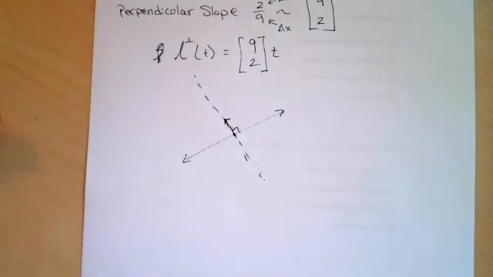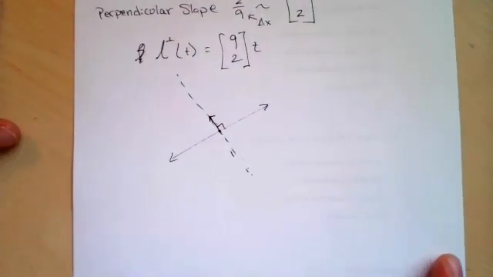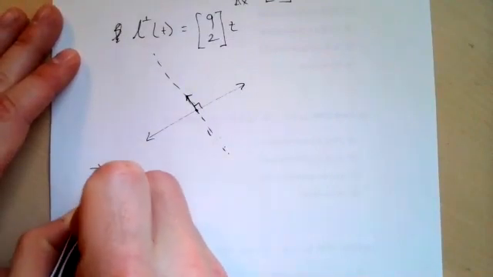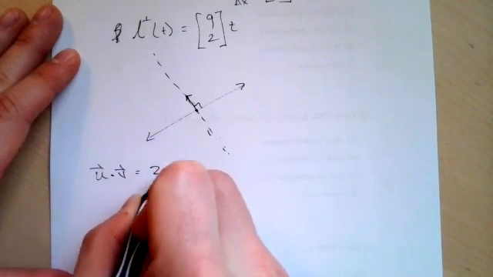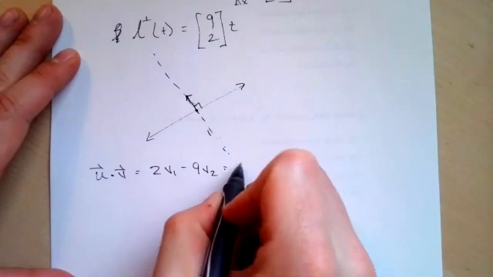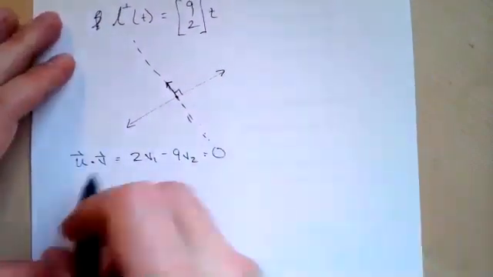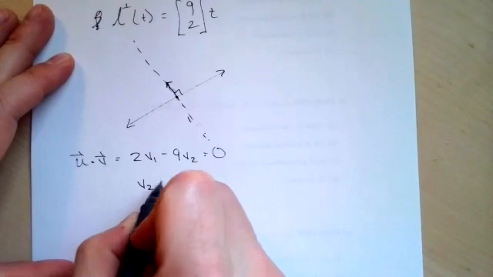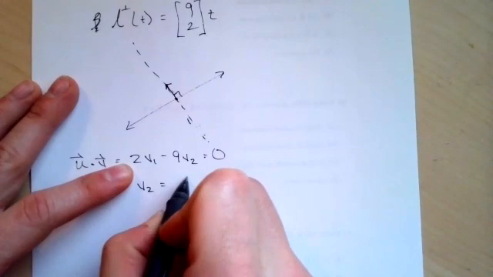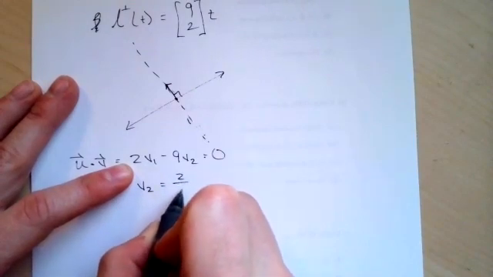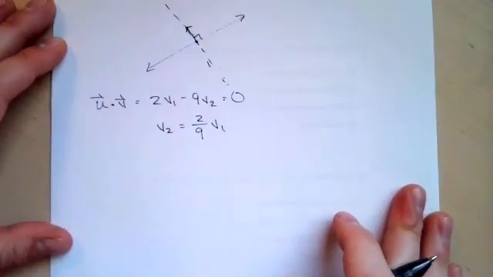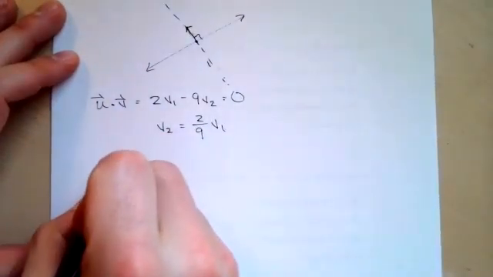And we can show that if we wanted to by the equations we have. So the defining equation for our u dot v was we needed 2v1 minus 9v2 to equal 0. In other words, if we wanted to find our v2, we would subtract the 2v1 and then divide by 9.